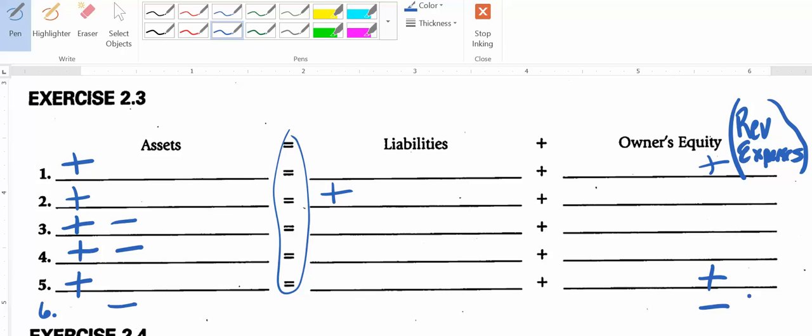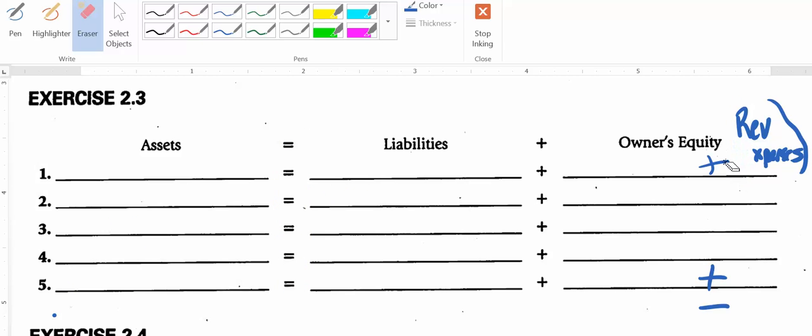Okay, so now let me just grab my eraser so we can complete these. This is so dumb, I can't believe they messed up the book. Hoping yours is right and mine is wrong.